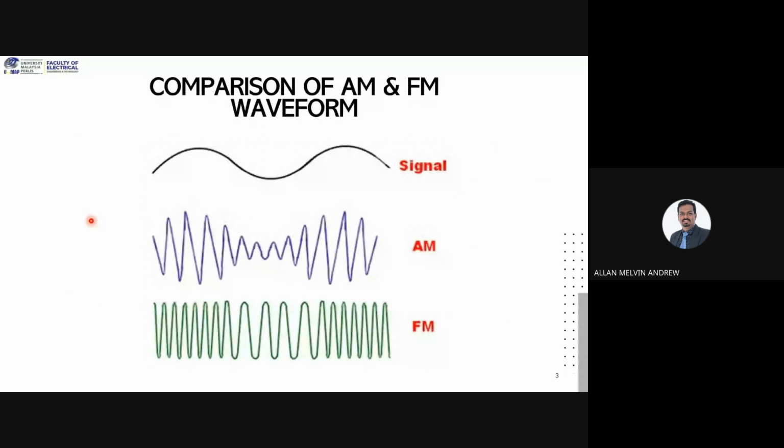Now, a comparison between the waveforms. AM is amplitude modulation. Let's say this is a message signal. In amplitude modulation, the signal will vary according to the high and low of the message signal, so it will follow the shape. But in frequency modulation, since this is positive, it will be closer, and when it goes down, it will be a bit farther, and when it goes up again, it will become closer, but the amplitude stays the same. So you can see the difference between AM and FM.